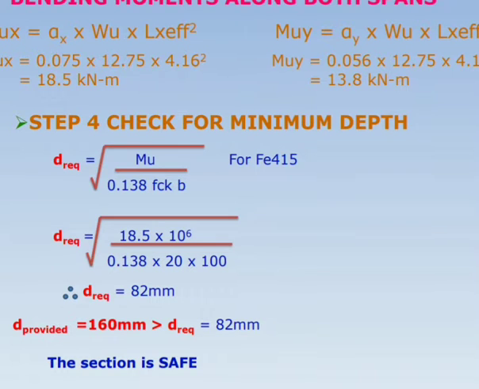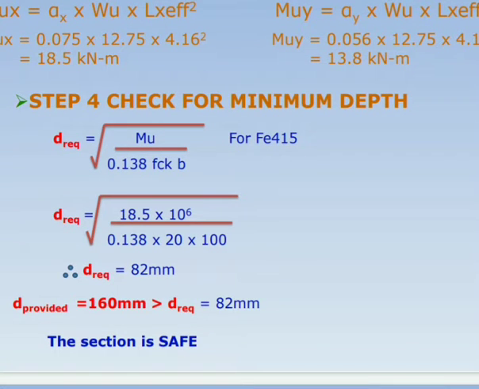Now let us go ahead and check whether the depth which we have provided is sufficient or not. So for the check for the depth, for Fe415 grade of steel, D required is equal to square root of Mu upon 0.138 fck b. So let us take Mu value as 18.5, which is the higher of the two, because if the given depth is able to satisfy the higher moment, it will of course satisfy the lower one. So substituting the values, we get D required as 82 mm. So we have provided 160 mm, which is more than sufficient than the required.